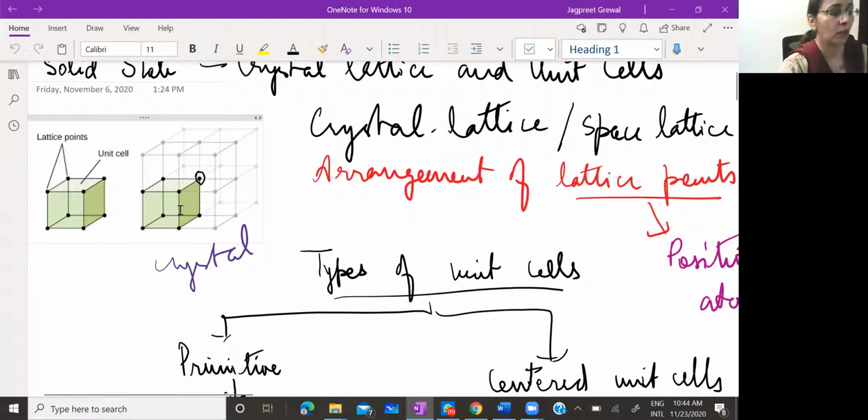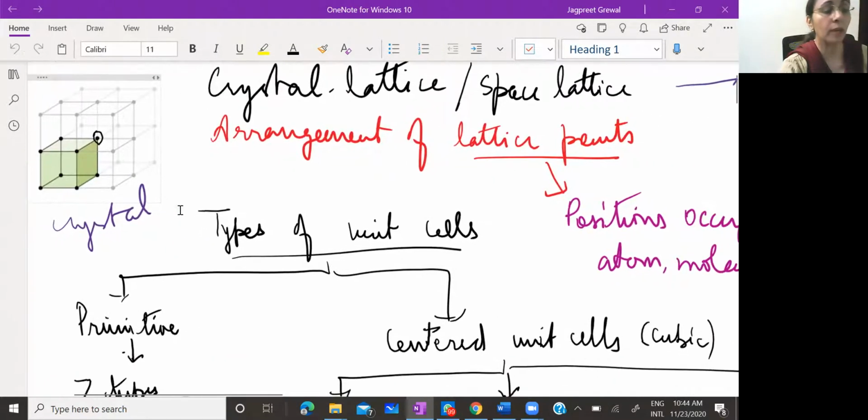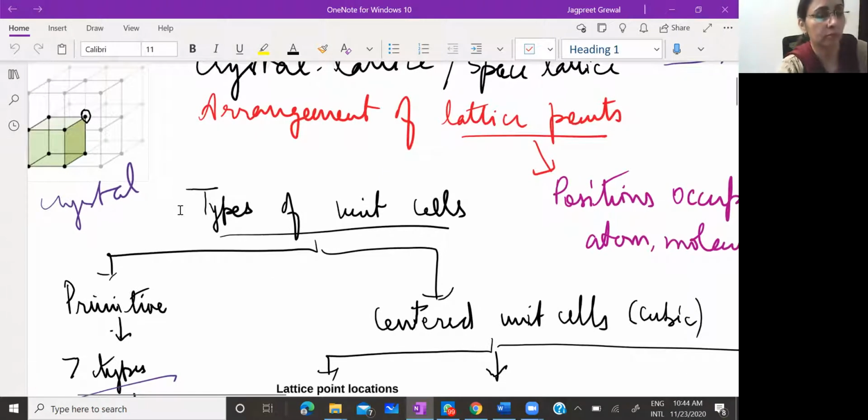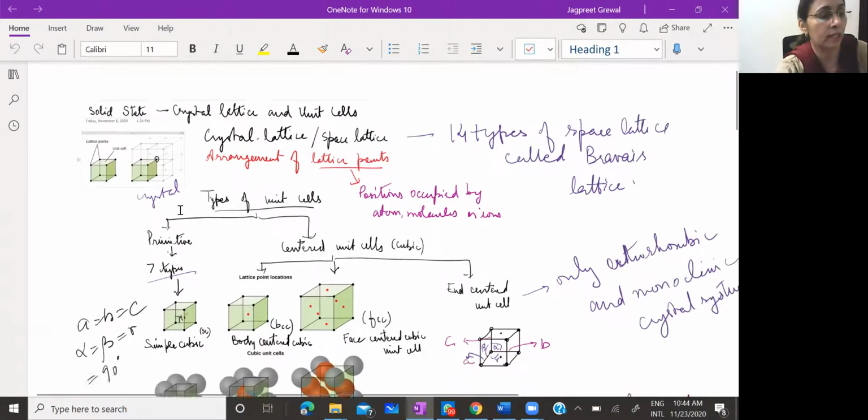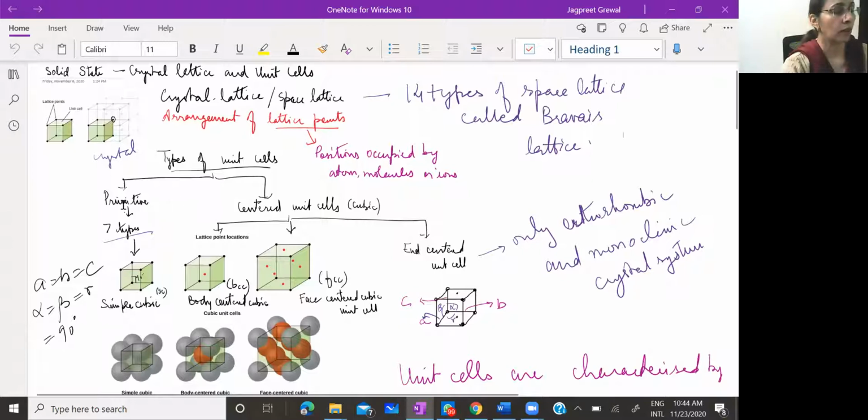So for that, what we do is we study what type of unit cells are possible. There are two main types of unit cells. One is primitive, the other one is centered unit cell.